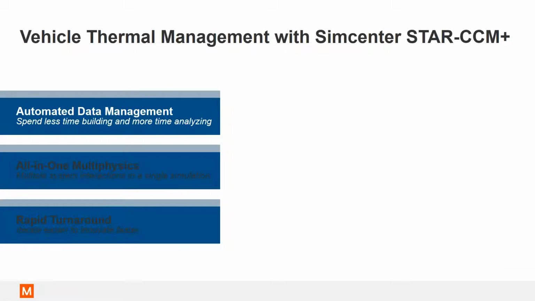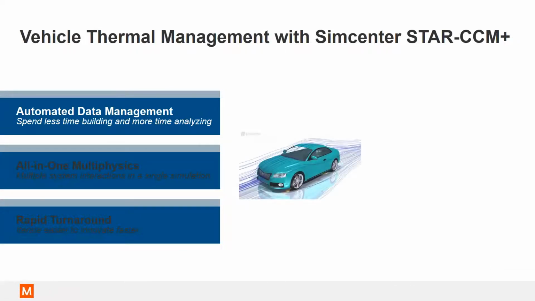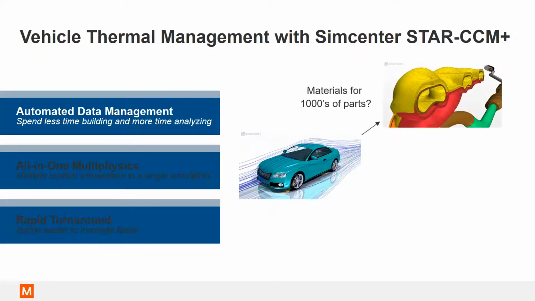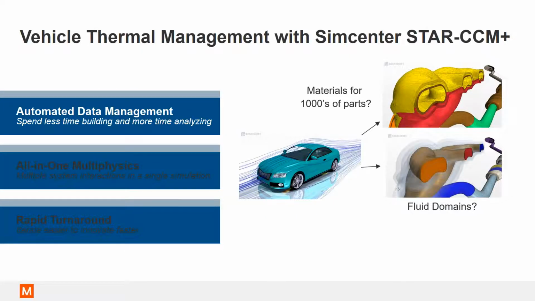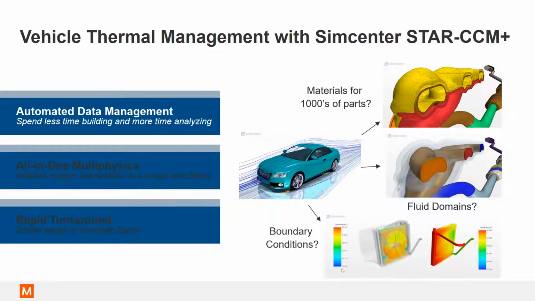To start off with, the car is an extremely complicated device. Let's start with the geometry, which is ideal for CAE. It's a mix and match of different parts. Out of the collection of parts, how do you determine what the materials are? How do you identify the fluid domains? Once you have the parts, how do you define the boundary conditions for those components? How do you identify what is the coolant loop and how the fan is set up?